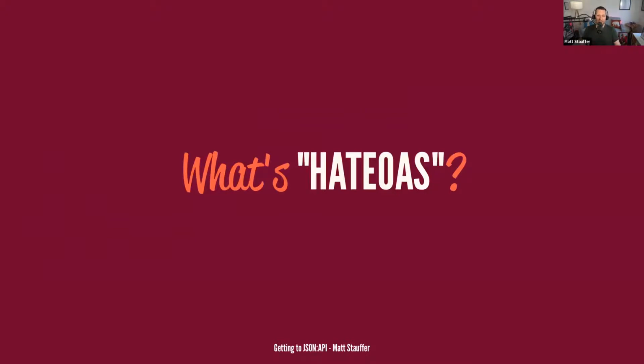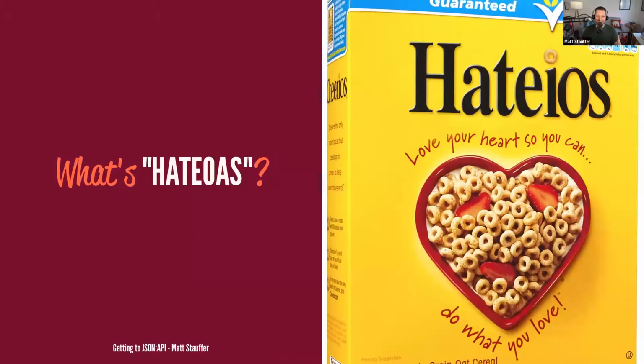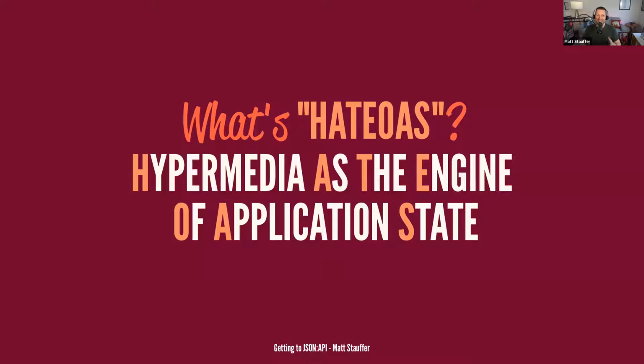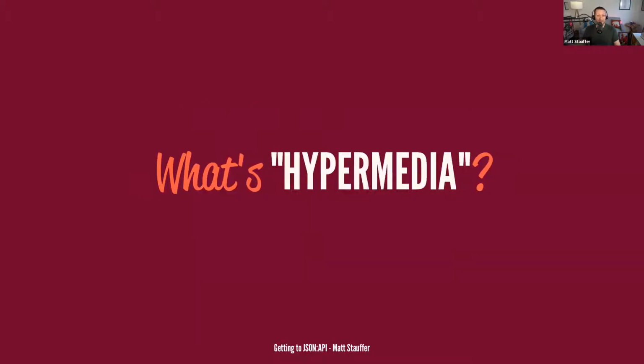HATEOAS. I like to call it Hadios just because I get this image in my head and it gives me an excuse to spend 15 minutes making this Photoshop instead of working on my talk when I'm procrastinating. And what it is, again, is hypermedia as the engine of application state. It's one of the least commonly fulfilled requirements of REST. What it means is these responses are going to contain hypermedia, which are going to give you directions for how to modify the state of your application. So that means every single time you get a response back from a REST API, it should have directions in it in the shape of hypermedia, and those directions will teach you how to modify the state.